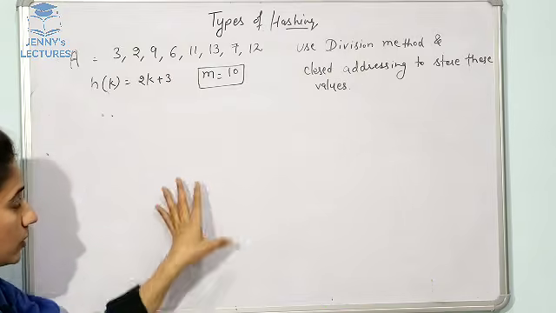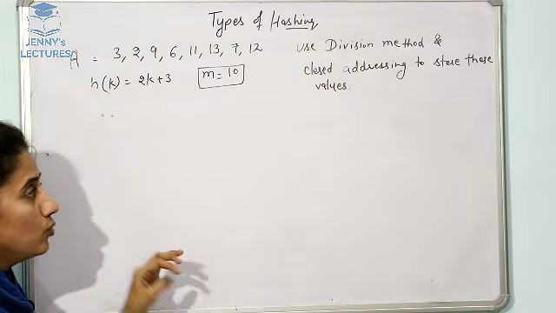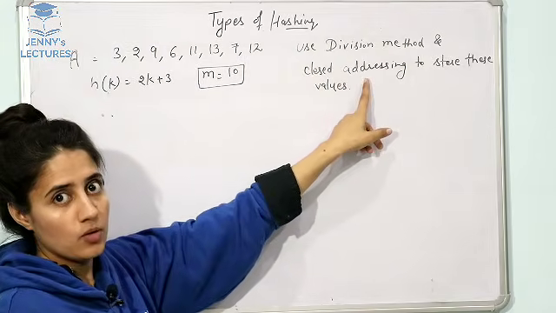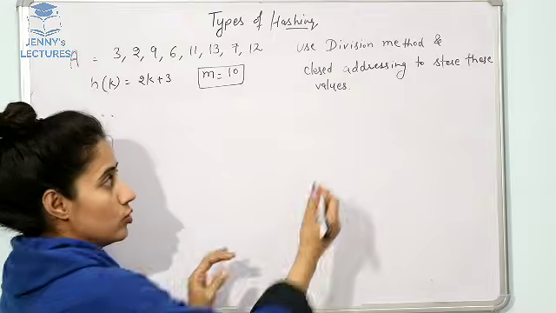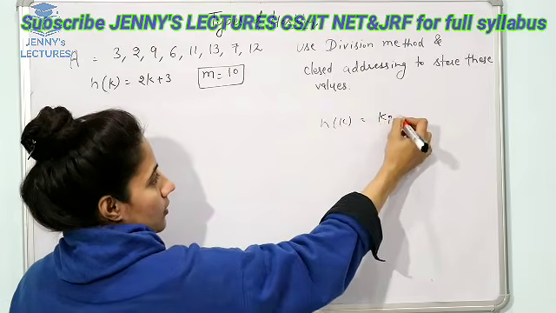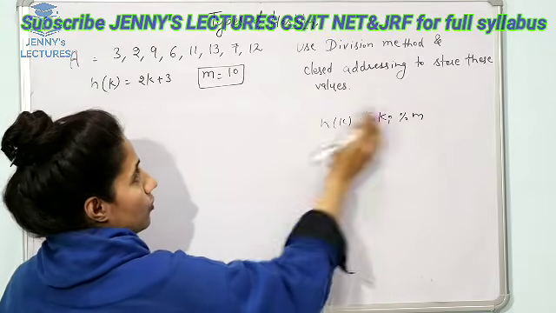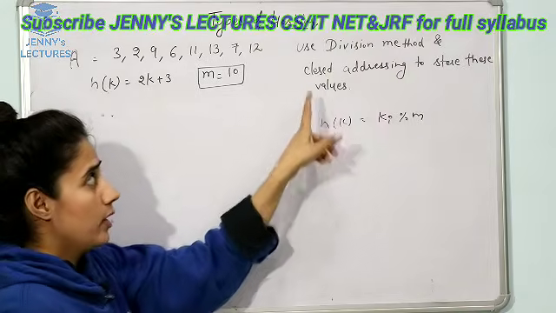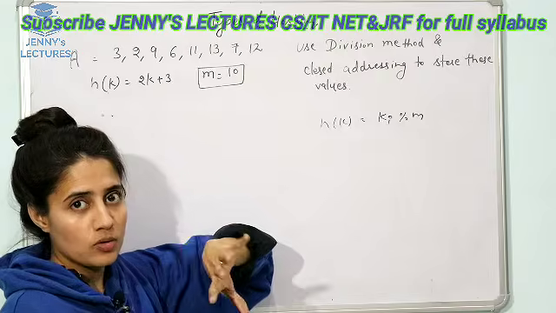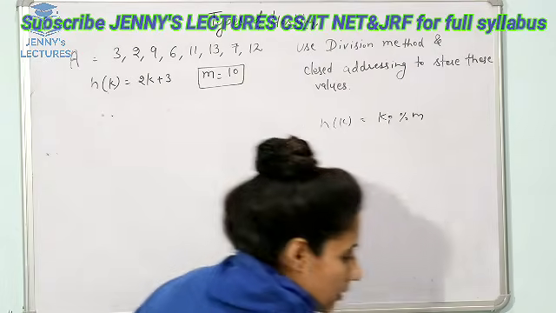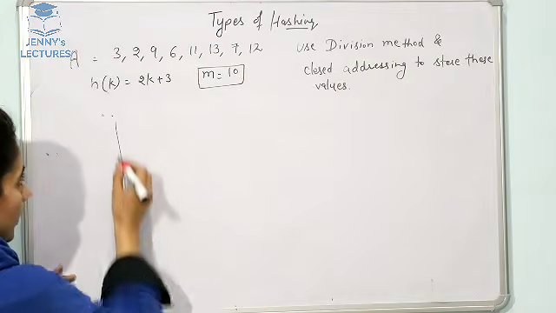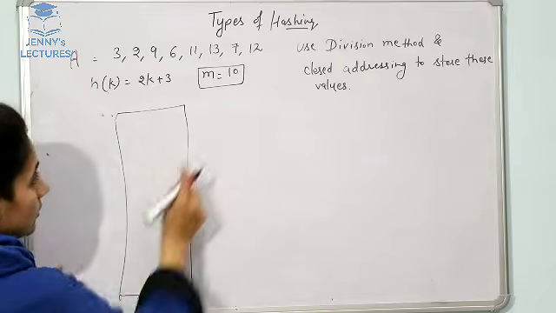Now before solving this question, you must have the idea of what the division method is and what closed addressing is. The division method we have already discussed: how the hash values would be calculated, the key mod the size of the hash table. And closed addressing is also known as open hashing, and in this case the method used to resolve the collision is the chaining method. Now let us see, we have one hash table, and this hash table is of size 10.